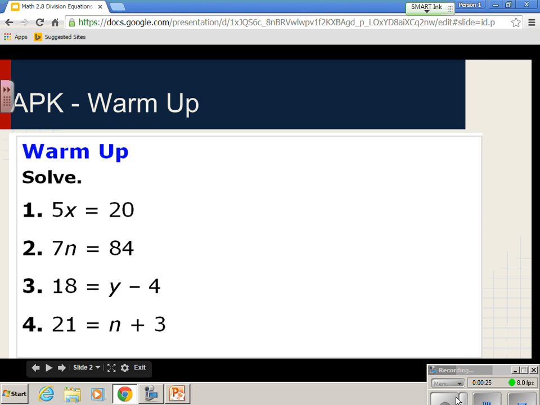And here is your warm-up for today. 4 problems, pretty simple, stuff that we've done over the last couple lessons. So if you could please go ahead and complete these and come back when you're ready.